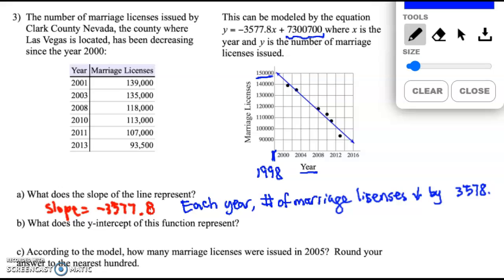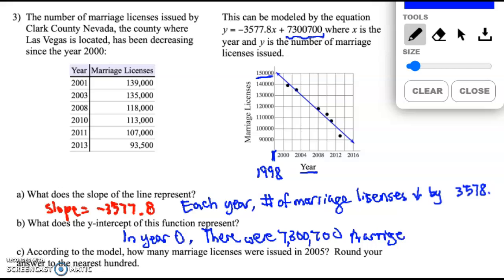So in this case, in year 0, okay, there were 7,300,700 marriage licenses in Las Vegas. Marriages. Okay. Now, does that make sense?